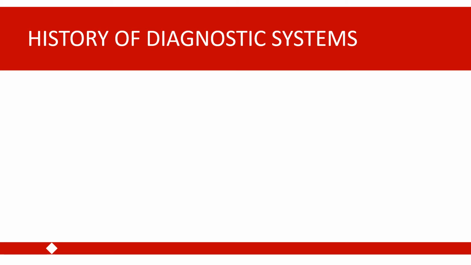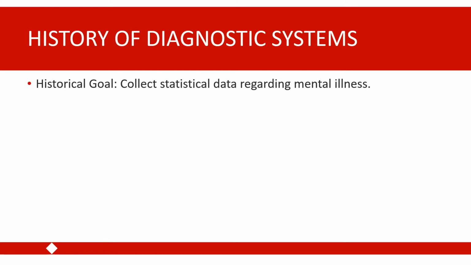So before we start talking about the DSM, I want to talk a little bit about the history of diagnostic systems, particularly about diagnosis within a United States context. And historically, the goal of diagnostic systems has been to collect statistical data regarding mental illness. So for example, from a public health perspective, it is important to have a sense of how many individuals in a community might be affected by mental illness.